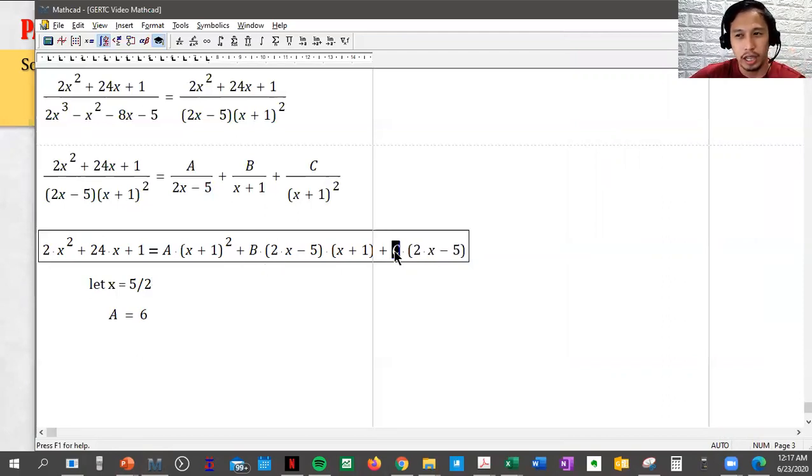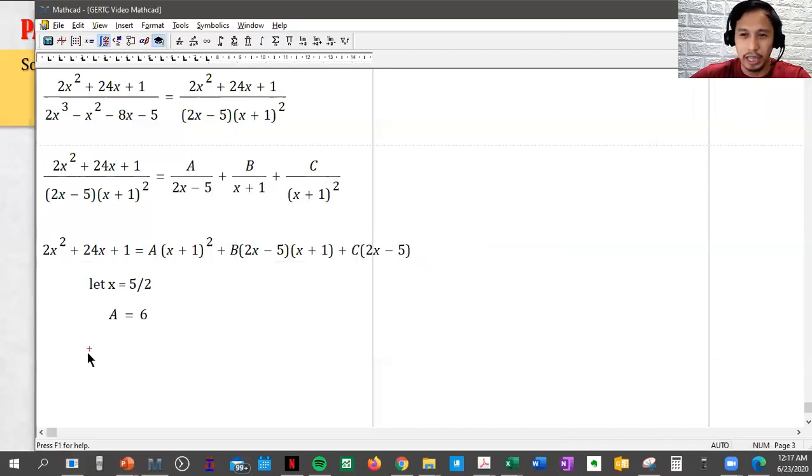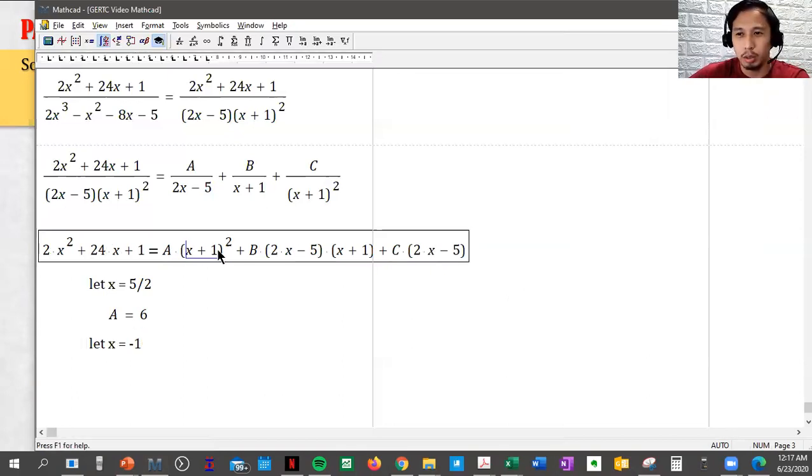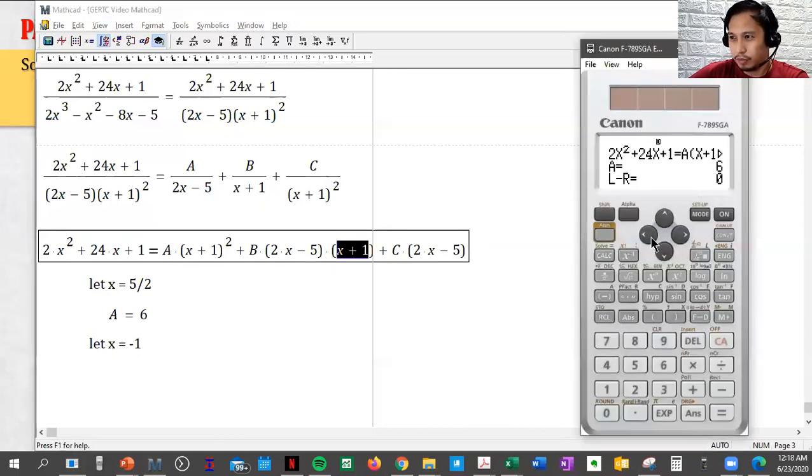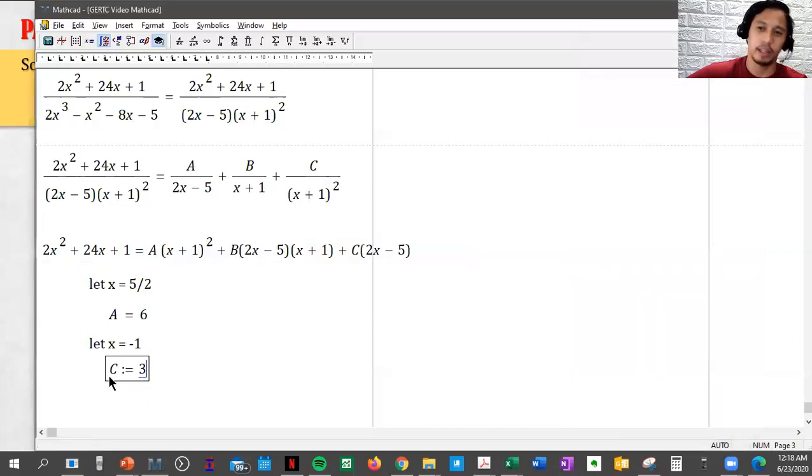We've got to solve for C first. To solve for C, let x be equal to what? Negative 1, so that this will become 0 and so will this. The A and B cancel, so we make this C. Then shift calc, make x equal to negative 1. A is 6, B is ignored. C is equal to 3. So, C is equal to 3.